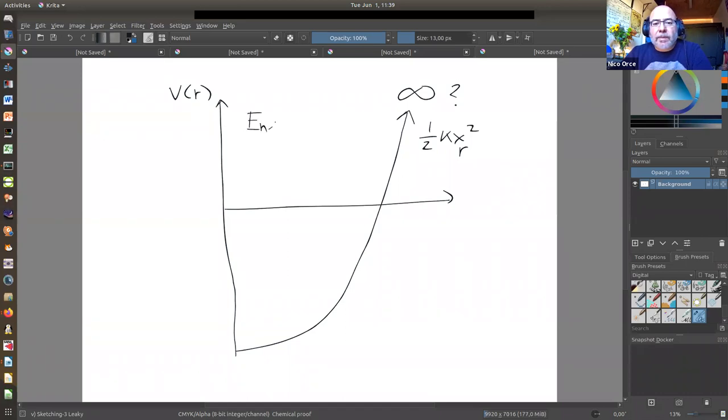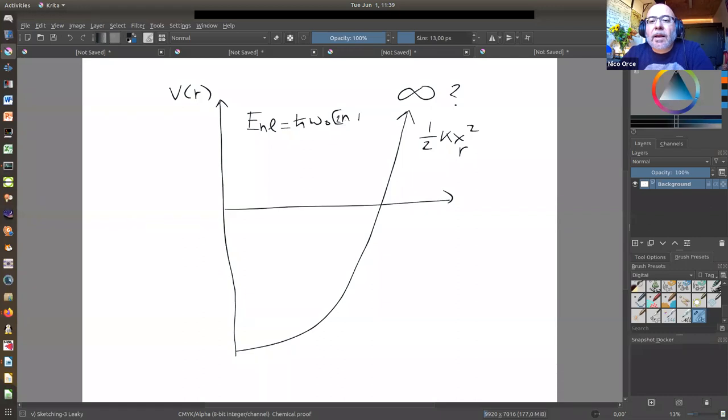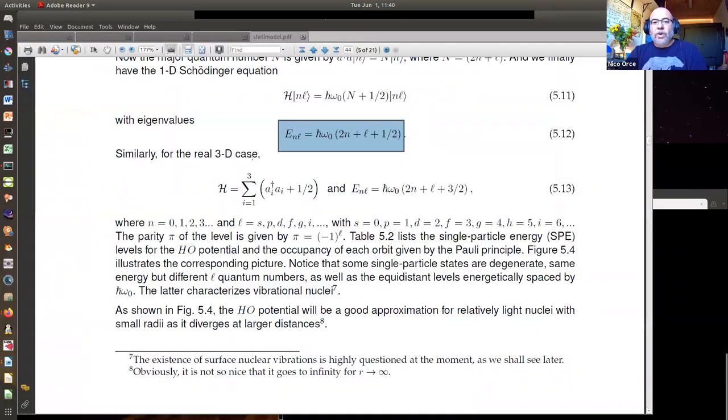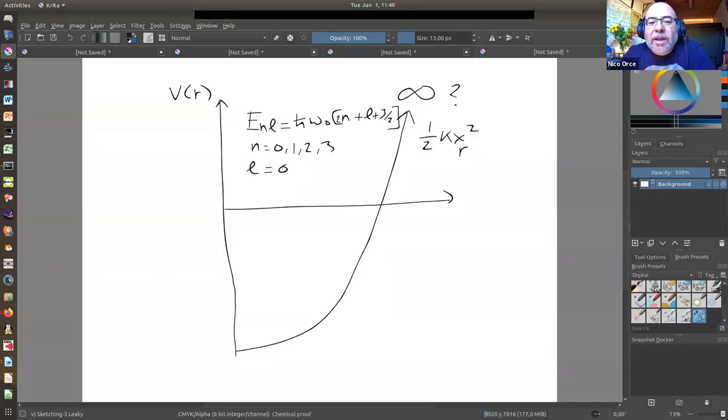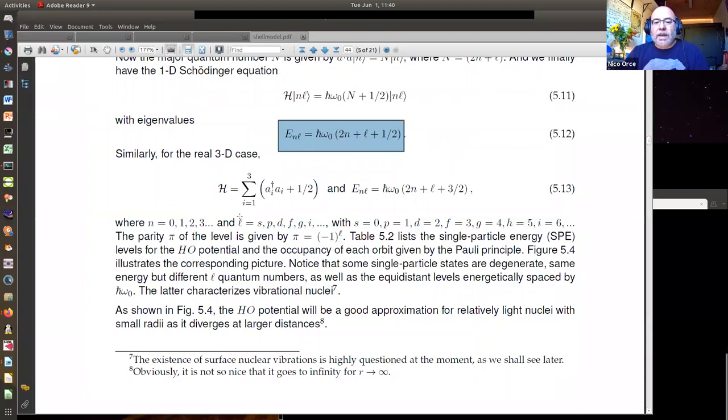We're going to make a little table. The energy depends on the quantum numbers n and l, and we know it's h bar omega naught times 2n plus l plus 3/2. All right. So then n can go from 0, 1, 2, 3, and l will go 0, 1, 2, 3, but in this case we're going to have a nomenclature where this will be the S, this will be the P, this will be the D, this will be the F, and so on and so forth, right? So this is going to be the labeling of our orbitals, as you can see right here, right?